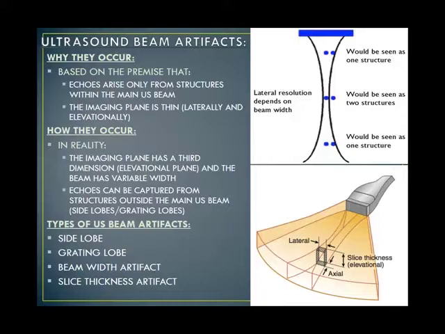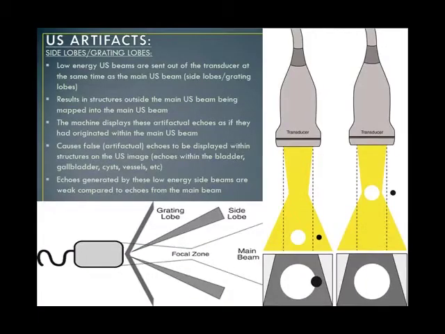So, types of ultrasound artifacts that can occur because of this. Here's the first one: side lobes or grating lobes. What happens is we have our main ultrasound sound wave or beam that goes out into the tissue, but we also have low energy beams that come out from the sides. We call these side lobes and grating lobes.